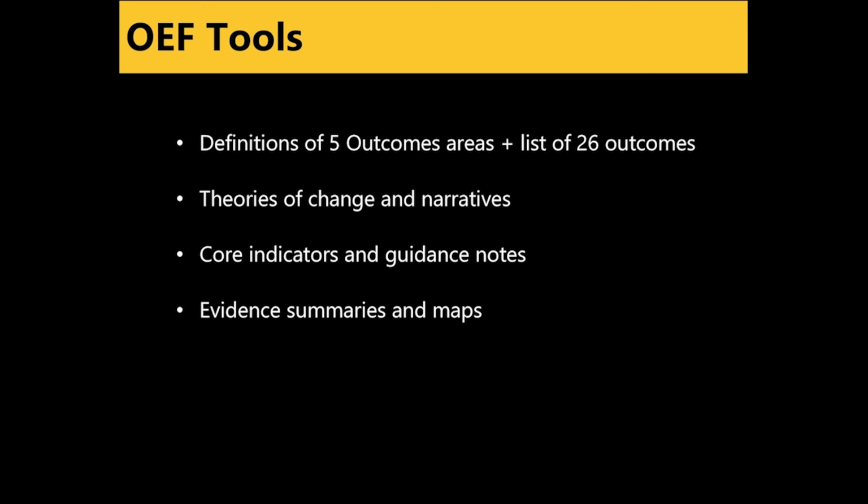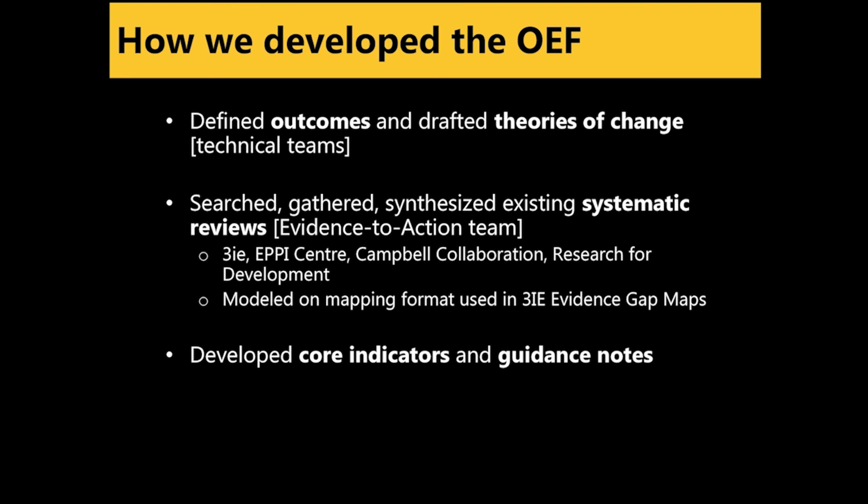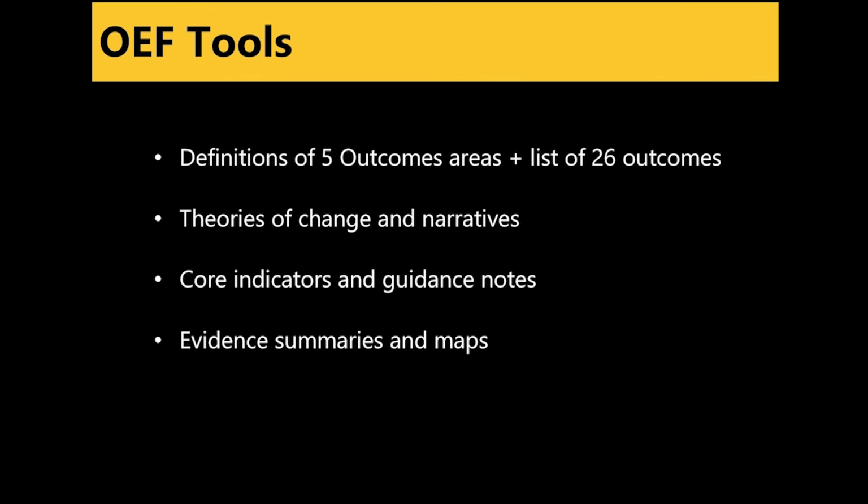I'll tell you a little bit briefly about the process of how we got there. So this was a significant organizational undertaking. It was a 15-month-long process that required significant resources, many human resources across the organization. So we, from the Evidence to Action team, who are part of our Research Evaluation and Learning Unit, led the process, but most of the work was done by our technical teams. So the technical teams first clearly defined the outcomes, the 5 broader outcome areas, which are the broader changes that we want to see in people's lives, and then the 26 specific outcomes.